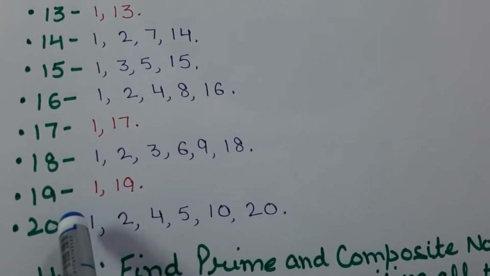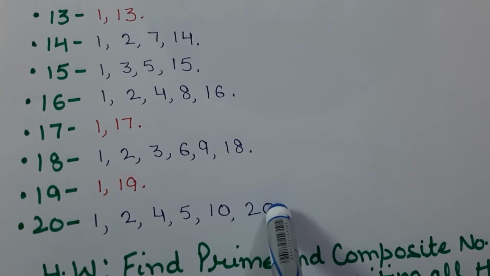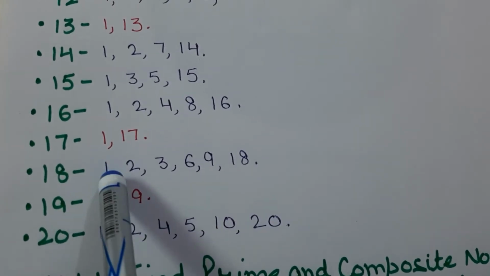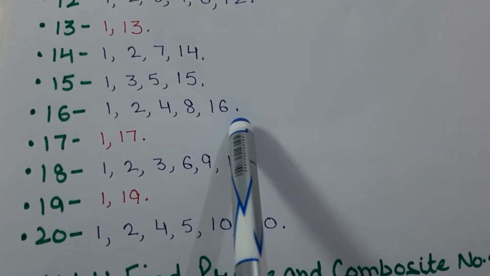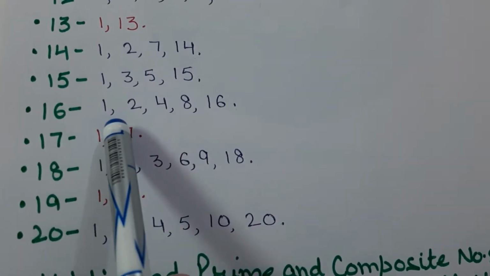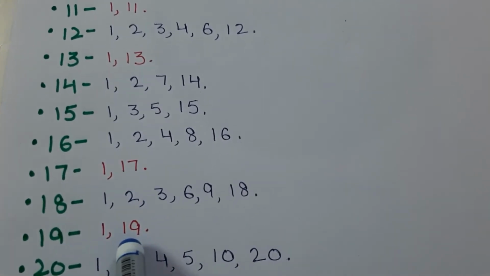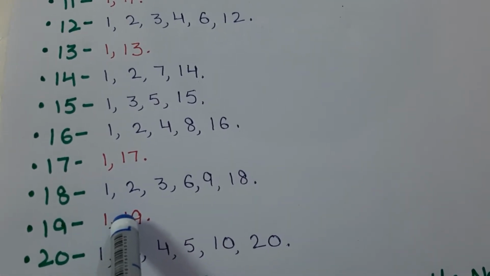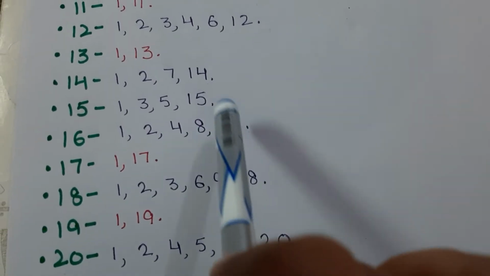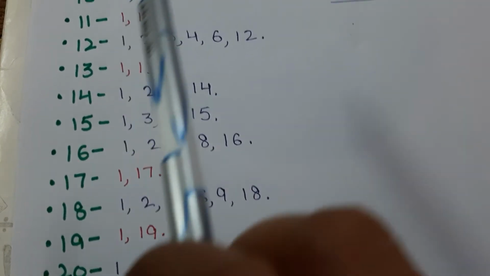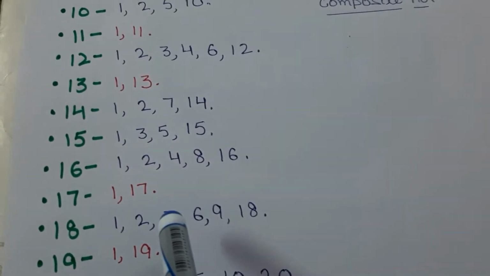Students, you all know that factors start from 1 and end at the number itself. This means the smallest factor of a number is 1, and 1 is a factor of all numbers. The greatest factor is the number itself. This is about factors of all the numbers from 1 to 20.